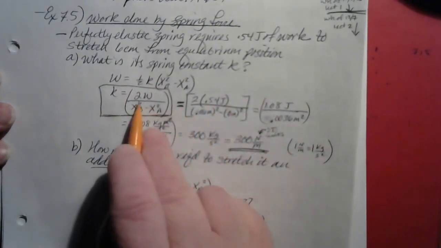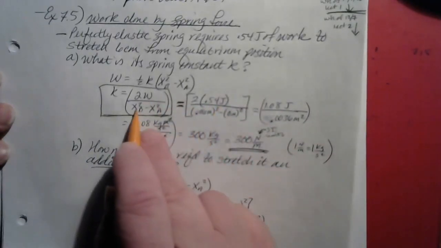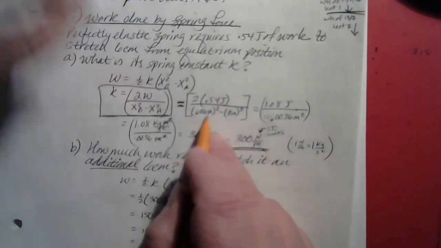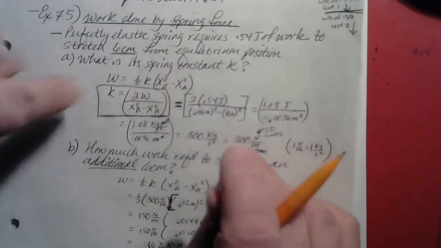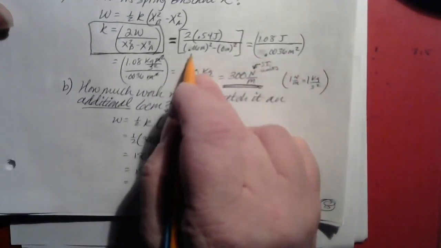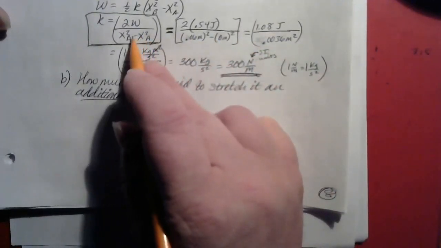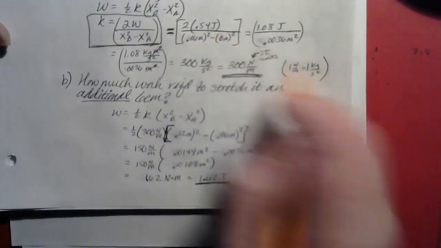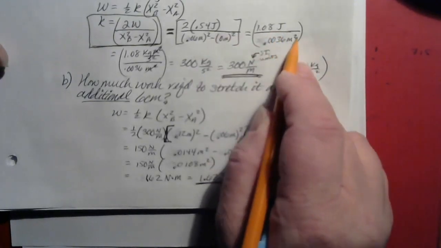Okay, we can start putting in the numbers. The 2 is a 2, of course. Work is 0.54 joules. XB is 0.06, but that needs to be squared. 0.06 meters, because notice it said 6 centimeters, but distances need to be in SI units, and that would be meters. So 6 centimeters would be 0.06 meters. And that's minus the A position, which in this case was the equilibrium position, which is 0 meters squared. Okay, so that's 1.08 over 0.0036 square meters.